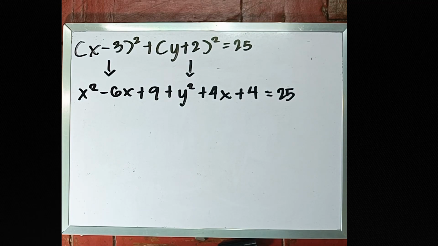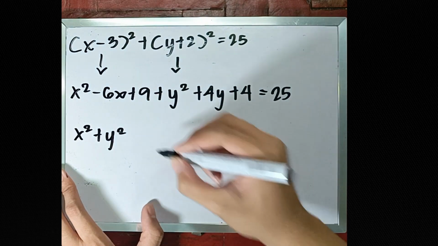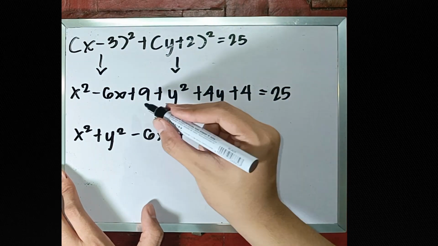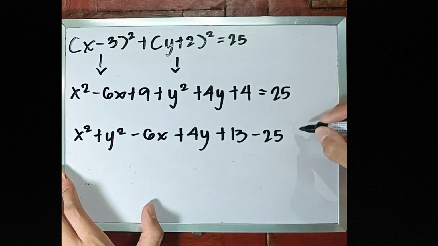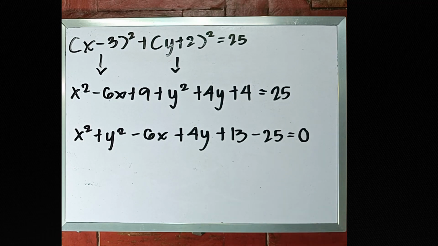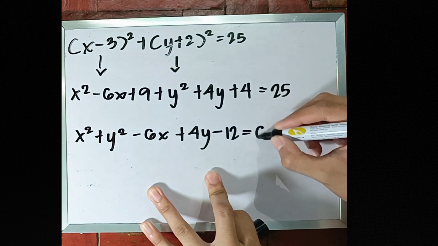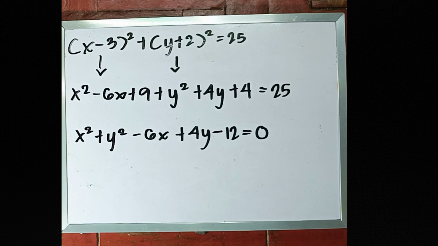If we substitute back into the equation, let us now combine the like terms and move the 25 to the left side. It will be x squared plus y squared minus 6x plus 4y plus 13 minus 25 equals 0. So what is 13 minus 25? It will be -12. Now there we have it. We have our general form.